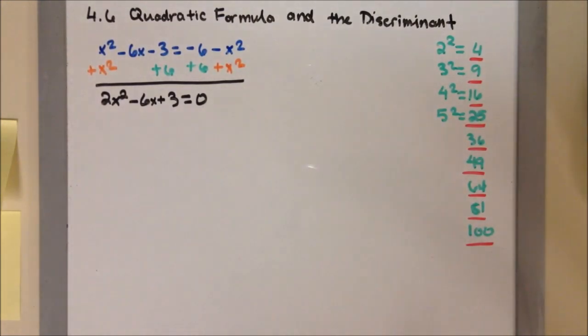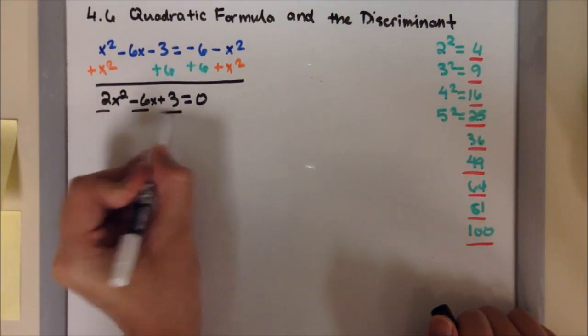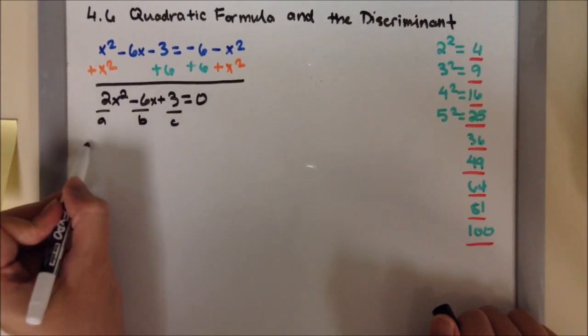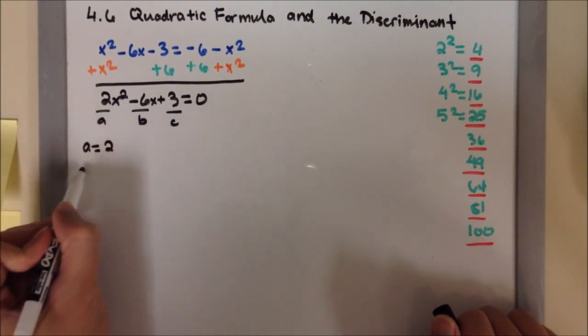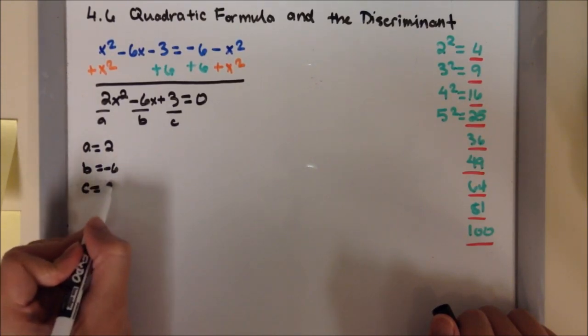So from there, once you've got the quadratic equation equal to 0, identify a, b, c. So my a value is actually 2, my b value is negative 6, and my c value is positive 3.